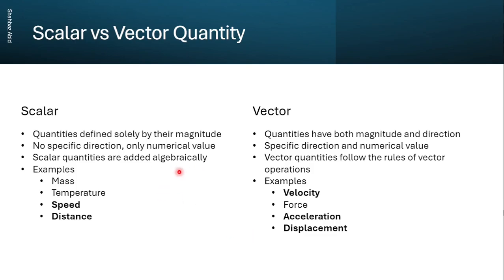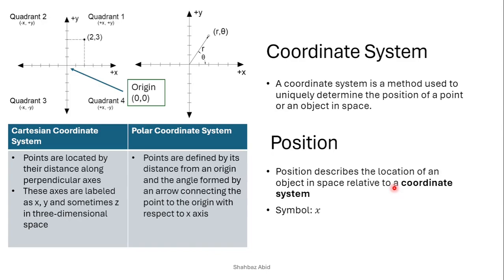Scalar quantities can be added together, but vector quantities require vector operations, which we are going to discuss in the vectors chapter. As I mentioned, in a vector quantity we need the magnitude as well as the direction. So for the direction I must specify the coordinate system. Now what is a coordinate system? It tells us the position of an object with respect to that coordinate system.